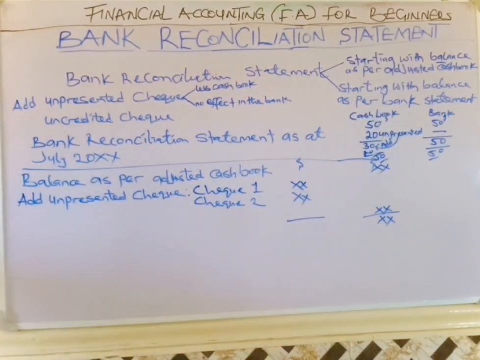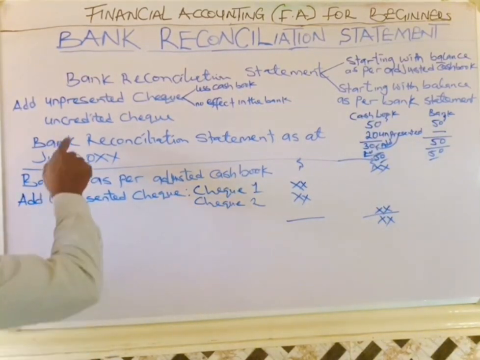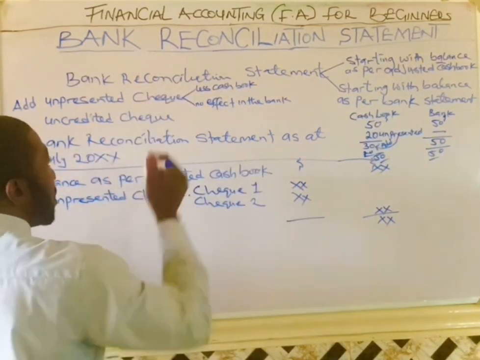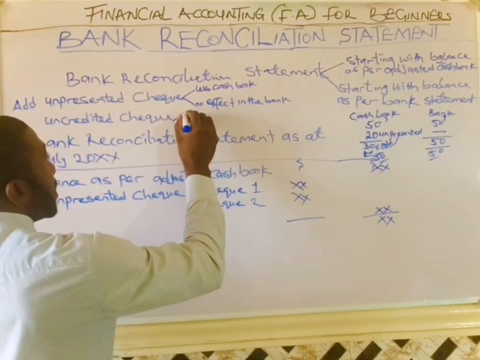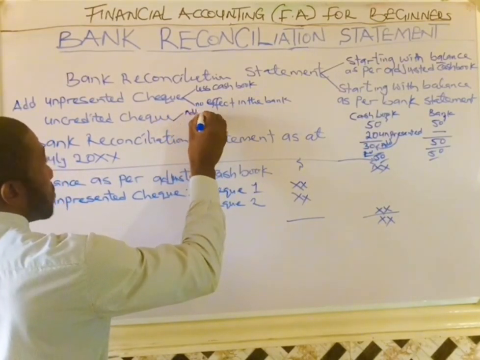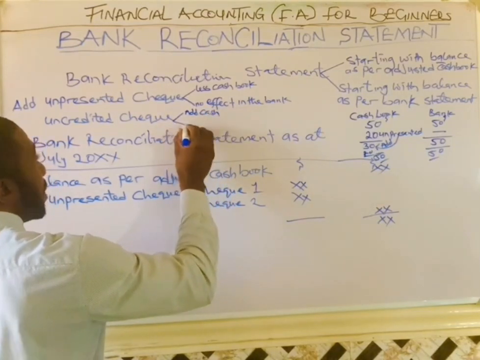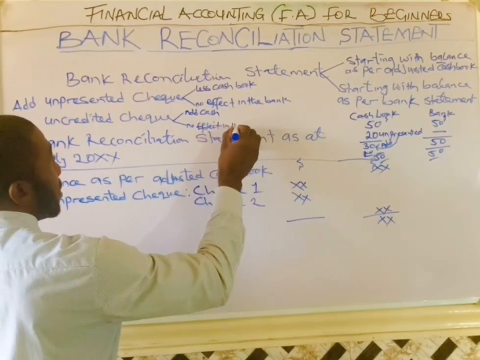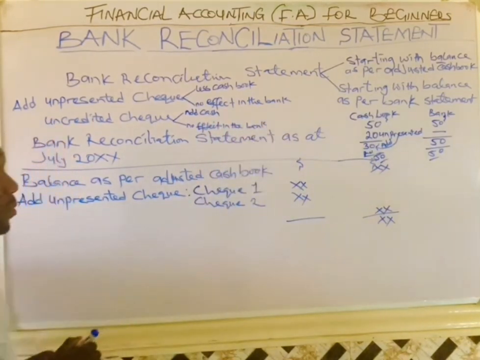So the second item is uncredited check. So this check, now we are not giving out the check. We are not giving out the check, but we receive the check. And we have taken this check to the bank to credit our account. But unfortunately, this check was not credited. So it's the same thing. We receive it in our cash book, it has been added to our cash book, and no effect in the bank. It's the same thing, it's the opposite.